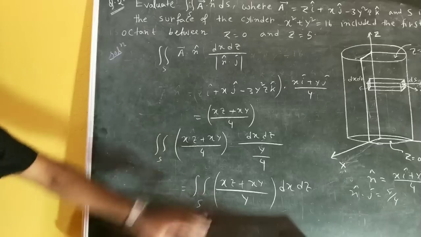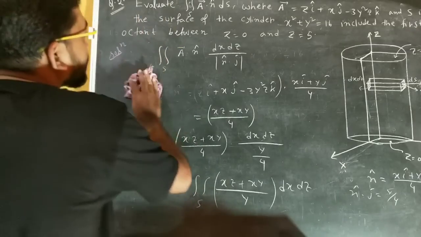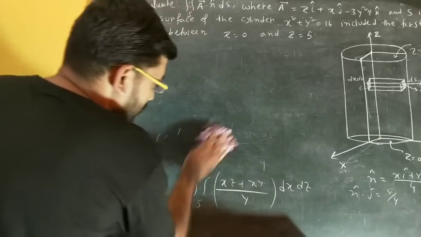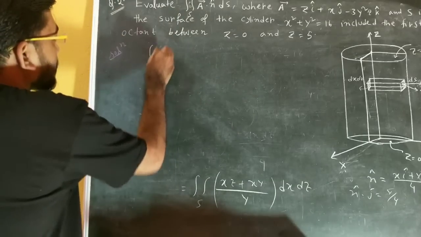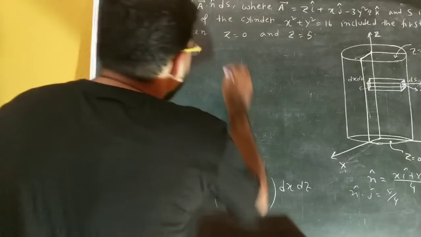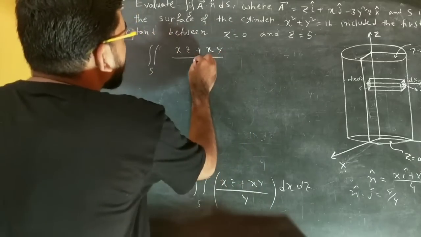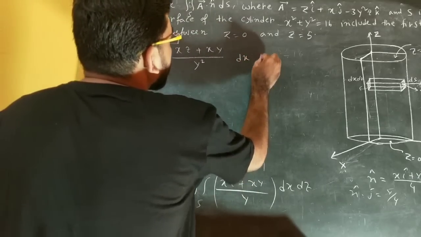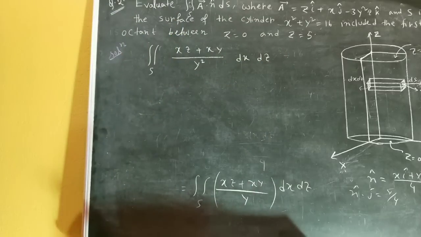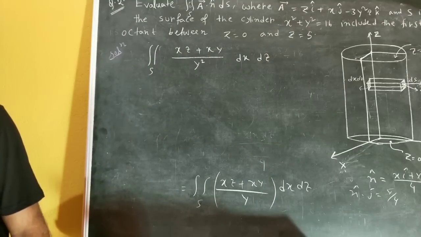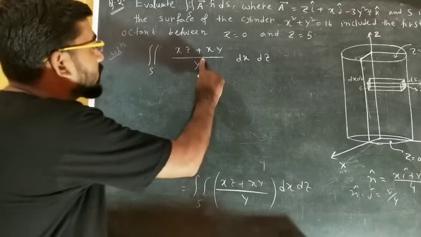This is just a double integration, which is very simple. Let me tell you how you can solve it. Now you have to put the value of y from the expression x square plus y square is equal to 16. This is not y square, this is just y, sorry.